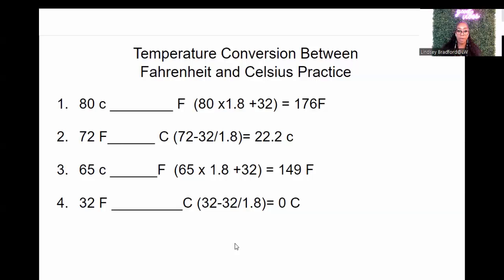Friend, you can write this down. And if you don't have a paper and pen or a calculator, then maybe you can do a screenshot.